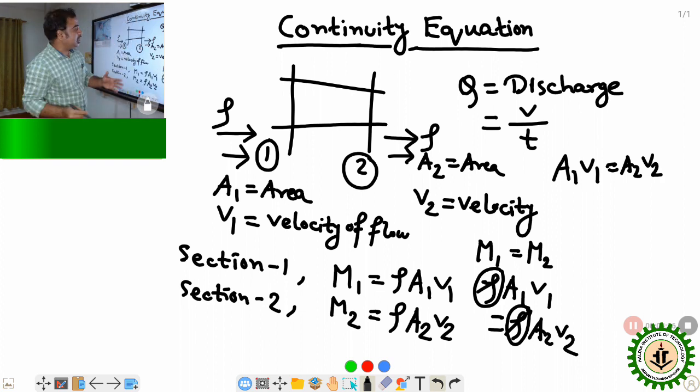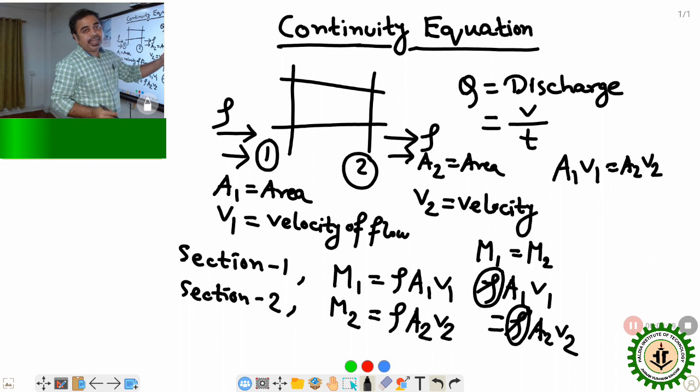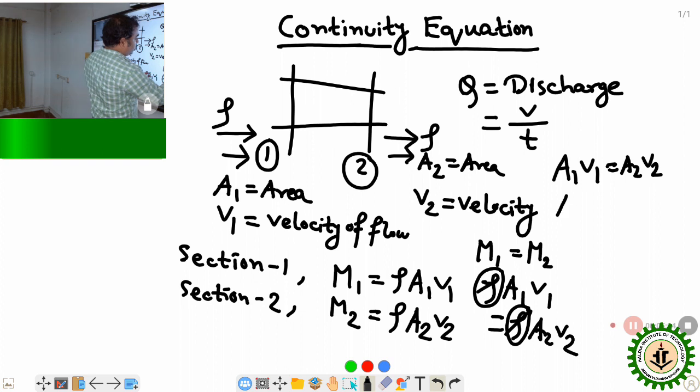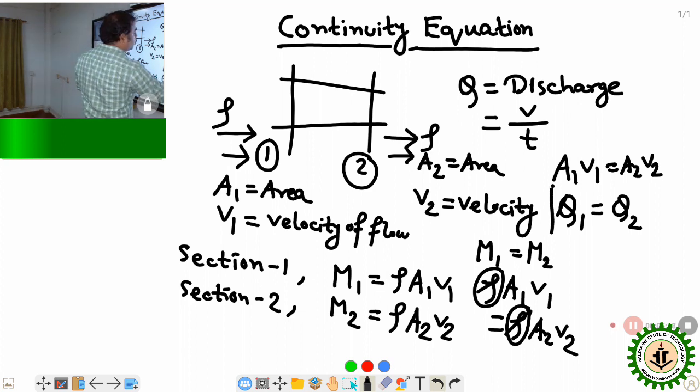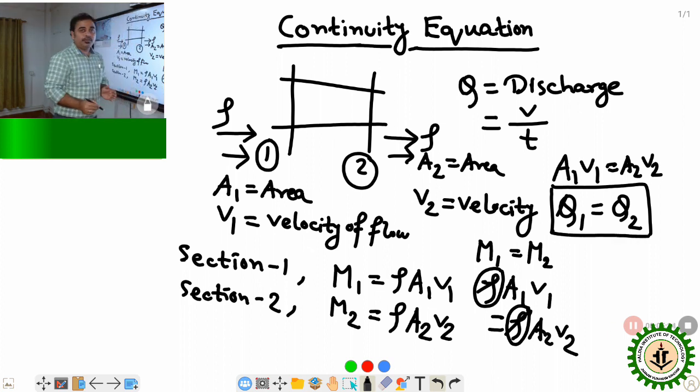What is that basically? A1 means the area, V1 means the velocity. So it is Q1 and it is Q2. So it is our continuity equation: Q1 is equal to Q2, at section 1 and at section 2 both will be the same for any fluid according to the continuity equation. So it is the fundamental thing of the continuity equation.